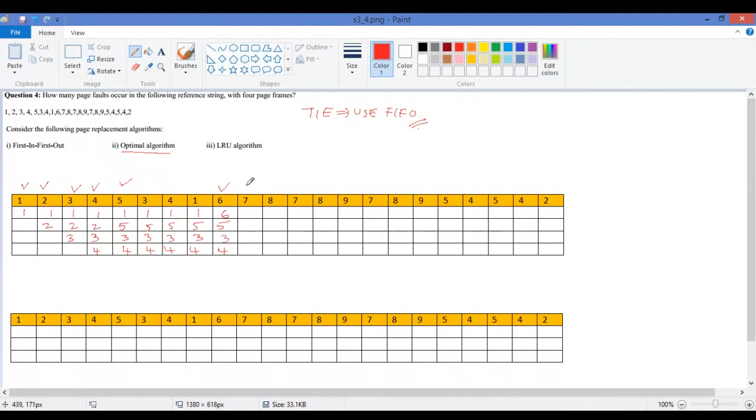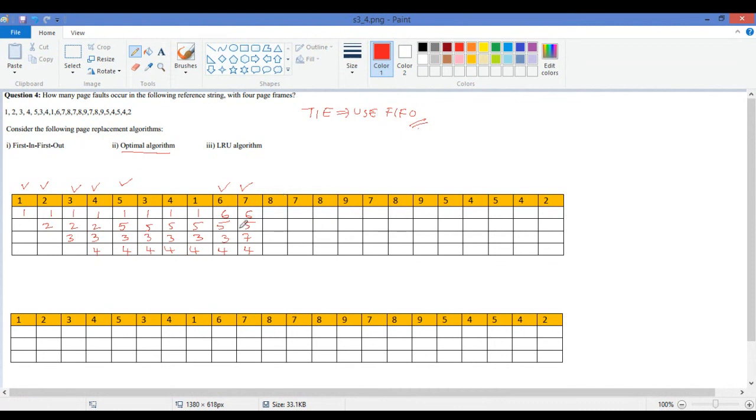Now similarly, you see the page fault is what? 7. 7 is also not here, so there is a page fault. Again, in the future 5 and 4 are coming, so don't remove 5 and 4. So you can remove 6 or 3. Between 6 and 3, again there is a tie, use FIFO. According to FIFO, 3 is the candidate for replacement. So 7 will come and sit here, and 6 gets repeated.